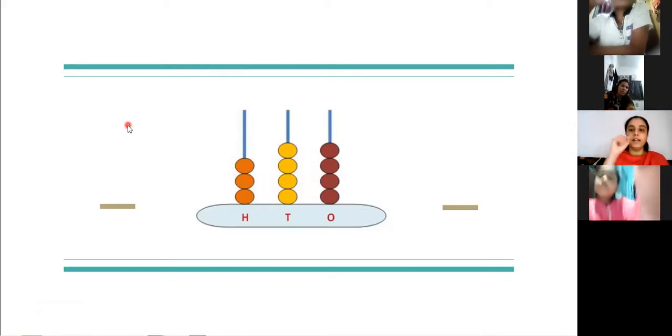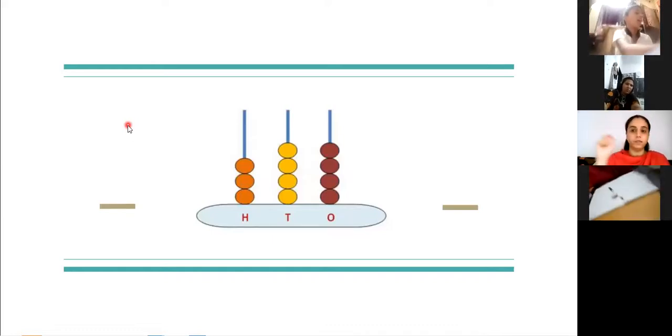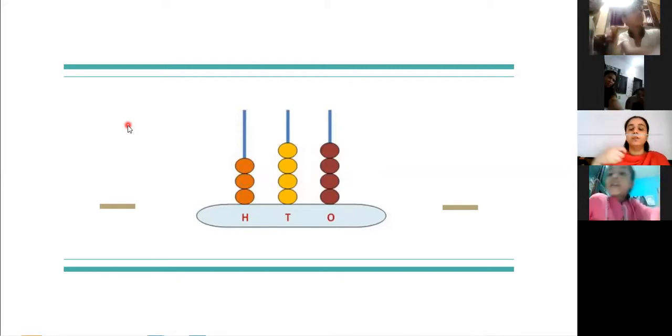We used to draw, right? We used to draw balls, draw dots and represent them. Right now we are using these beads. I want answers in the chat box.